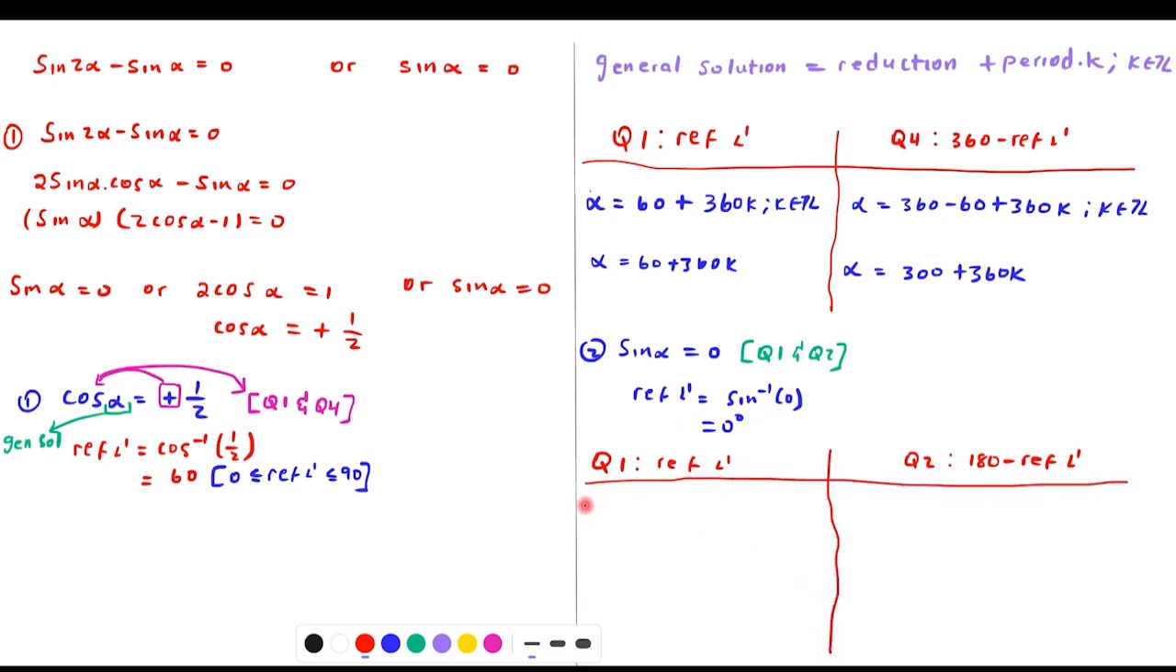And then this will mean the general solution alpha is going to be 0 plus the period for sine, 360k, where k is an element of integers. And then here alpha is going to be 180 minus 0 plus 360k, where k is an element of integers. And then this is going to be 0 plus 360k, whereas this one is 180 plus 360k.